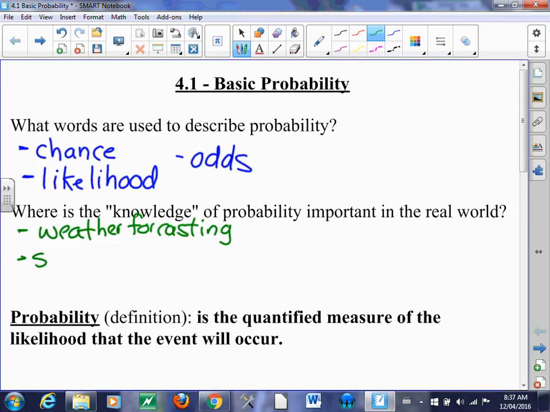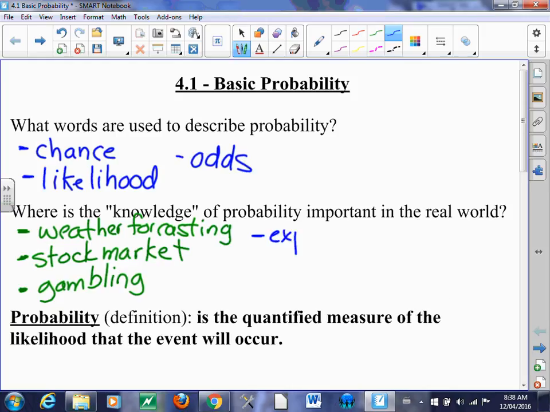Where is it helpful for you? In the stock market. Some people make a living off it, but not most people, but gambling. Especially with cards, you need to know the probability of a card coming up that you need. Experimental studies is another one.